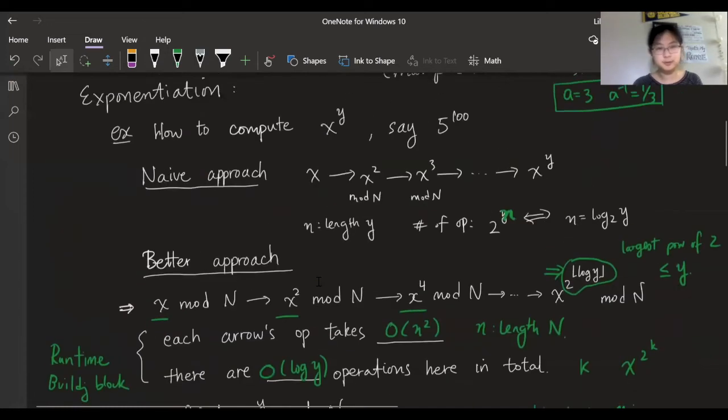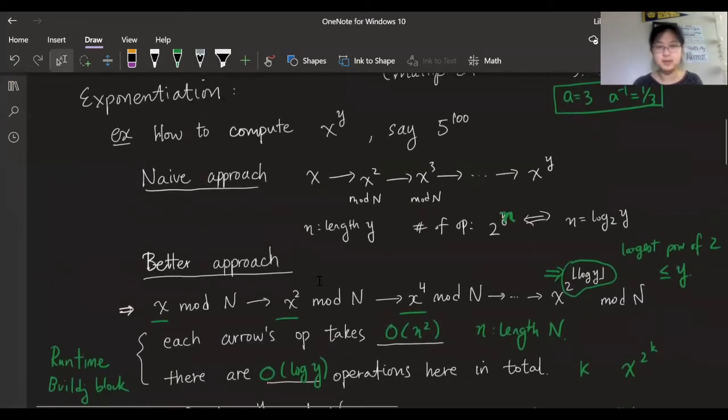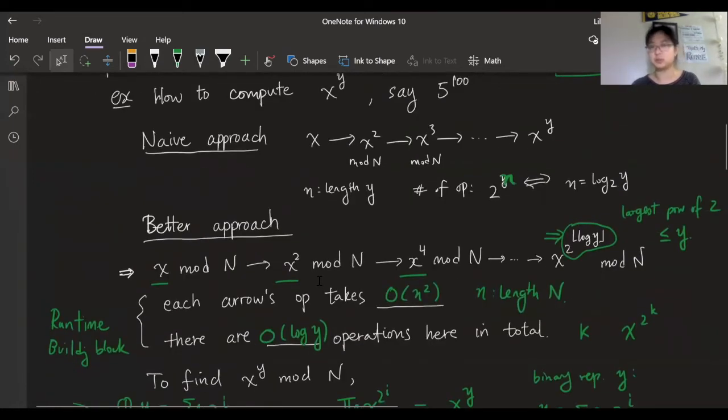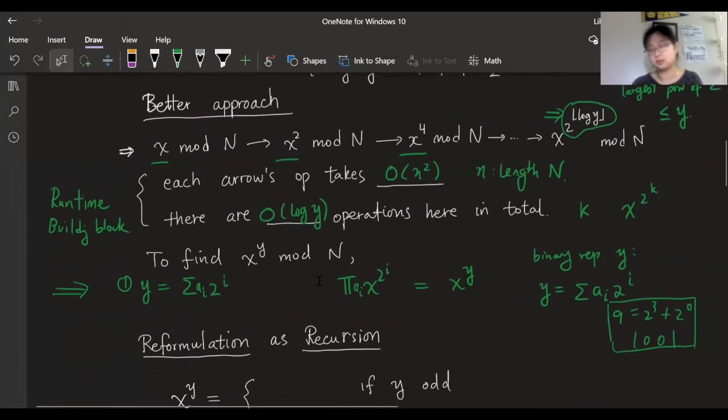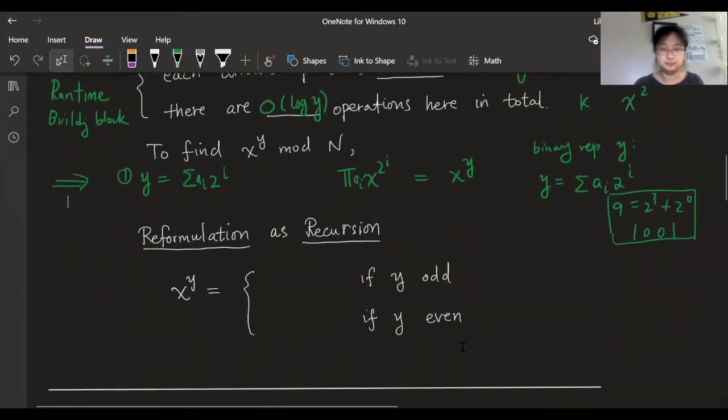So this is a much better approach than what we had naively because we've drastically reduced the number of operations, the number of multiplications we have to do in order to get to x to the y. Okay, so another viewpoint of this is, instead of building from the ground up, squaring, we can look at it as recursion.